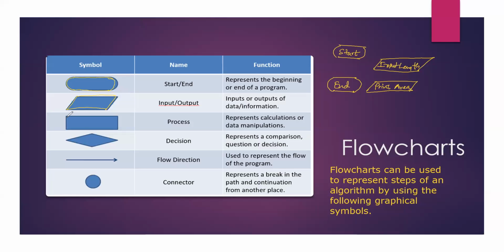Third, we have rectangles. Rectangles indicate a process. If you perform calculations or data manipulations, like when you say area equals length times width, this is a process, so we enclose it with a rectangle. Then we have diamond-shaped blocks to represent decisions.